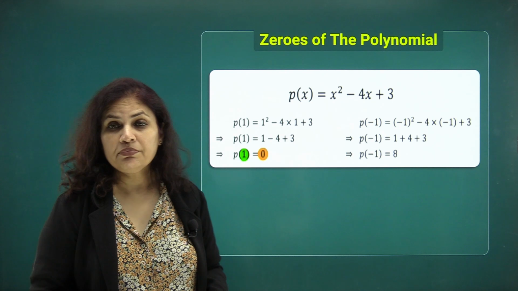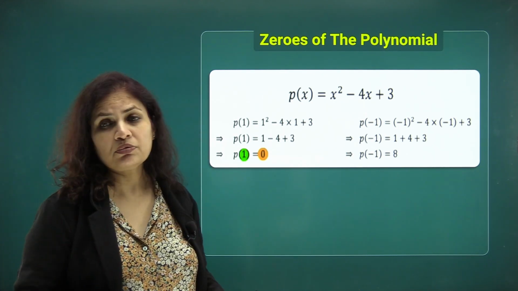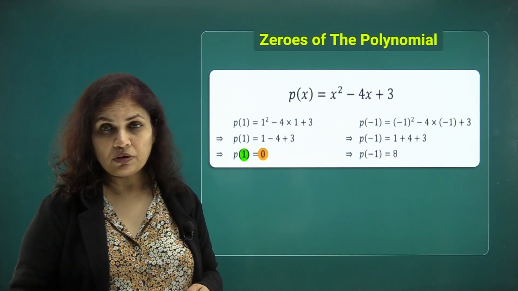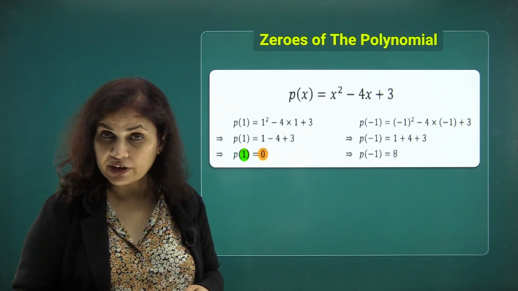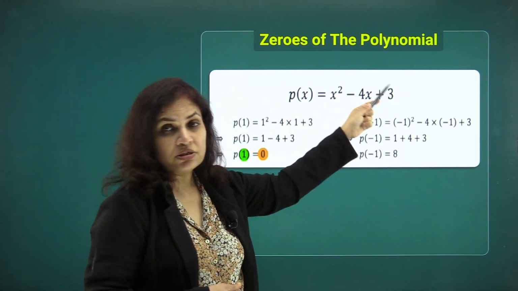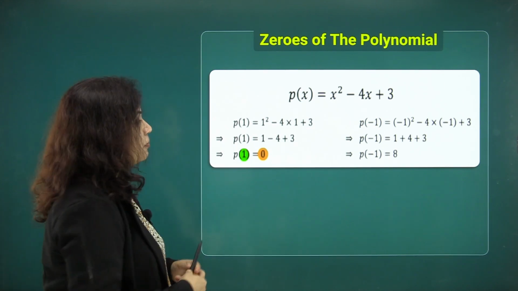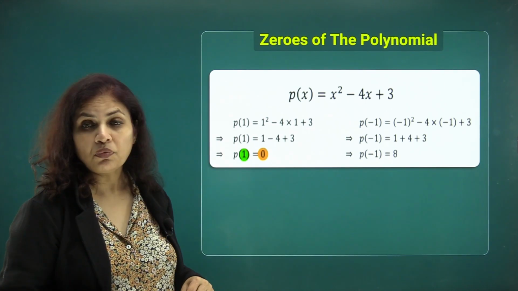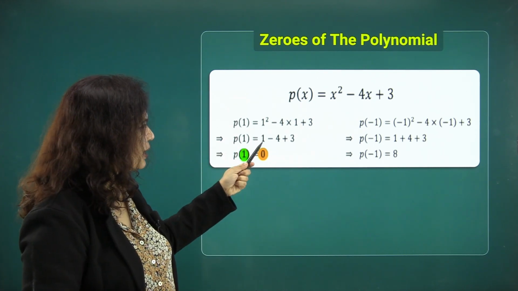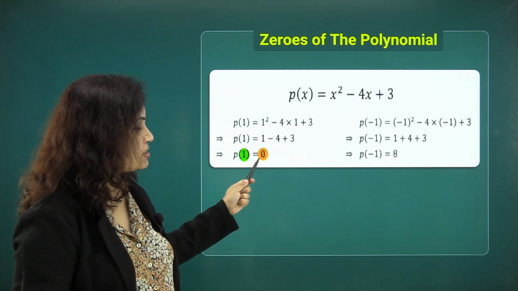Now, what do we mean by zeros of the polynomial? Suppose we have a polynomial p(x) equal to x square minus 4x plus 3. When I am talking about the zeros of the polynomial, I am talking about that value of x which will make this expression equal to 0. And how do we find it? Suppose I put x equal to 1. This is just by a trial method. Putting x equal to 1, I can see 1 square minus 4 into 1 plus 3 will give me 0.